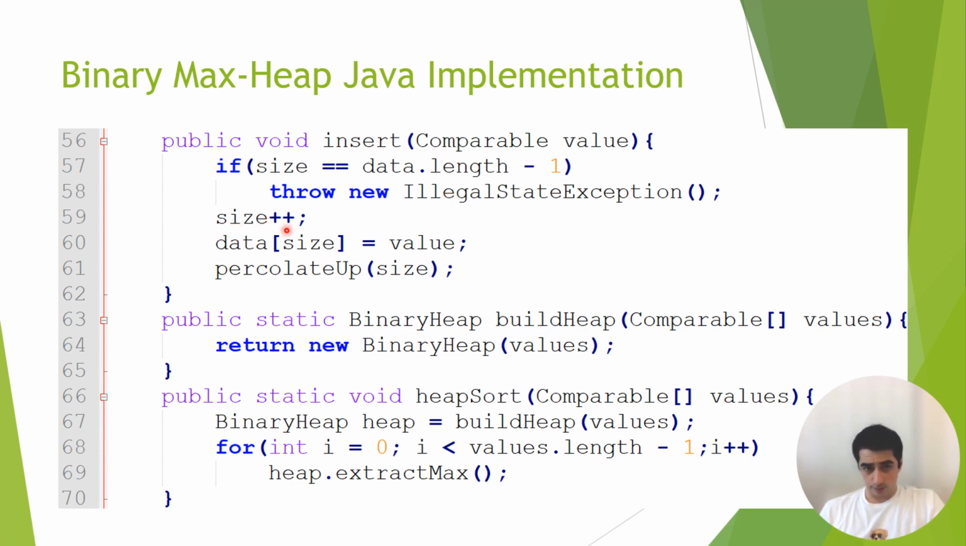After doing that, we're gonna do size plus plus. Then we're gonna set the element at index size equal to value. This value is what you're gonna insert. That becomes the lowest and the rightmost leaf in the binary heap. That may not satisfy the max heap property, so you need to immediately call percolate up on the index size to assure the max heap property. That's pretty much all insert does.